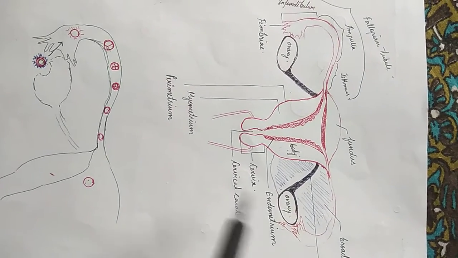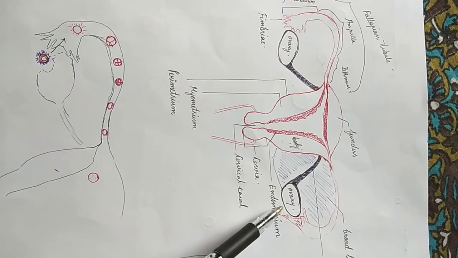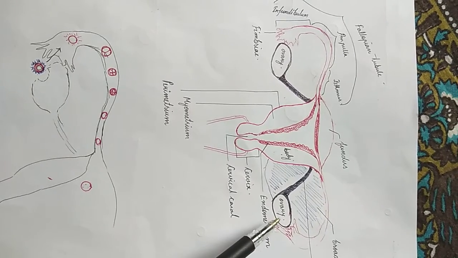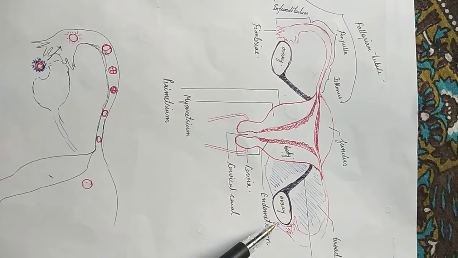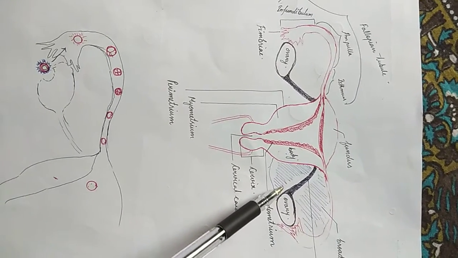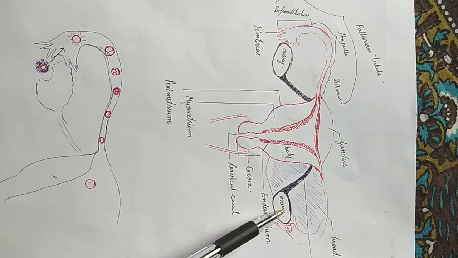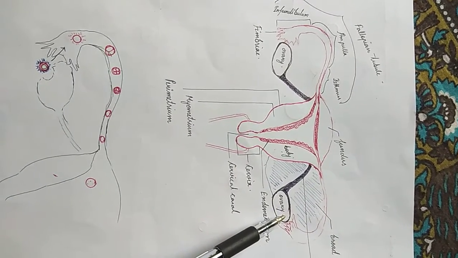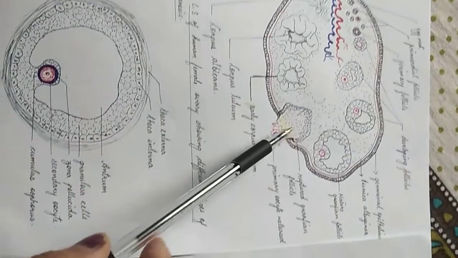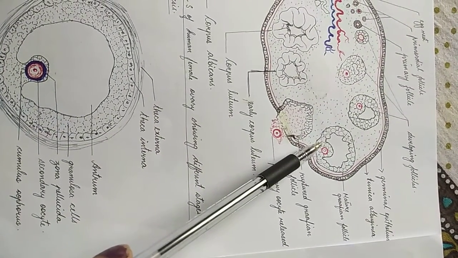Ovaries. The ovaries are paired structures which are present on either side of the lower abdominal cavity and are held in position, connected to the pelvic wall and uterus with the help of ligaments. Each ovary is almond shaped and about 2 to 4 cm in length. Each ovary contains thousands of developing follicles.